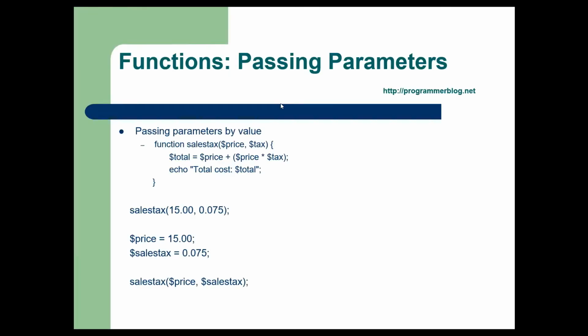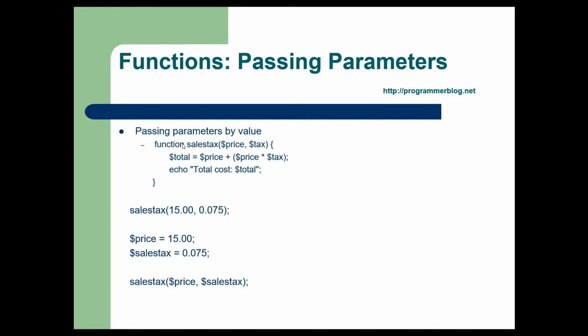Next, let us see how we can pass parameters to a function. Parameters can be passed to a function in two ways. The first is called passing parameters by value. Passing parameters by value means that if inside my function I change the value of a parameter, it will not change the value of the original parameter that was passed to the function.